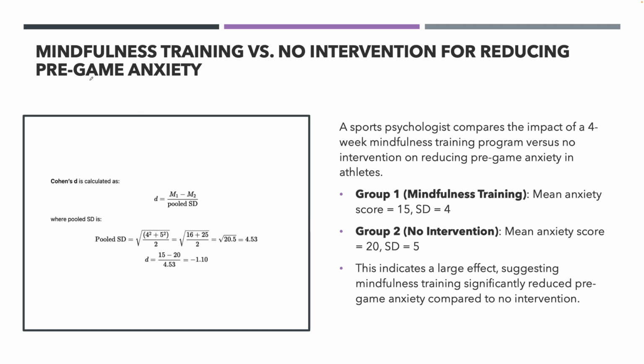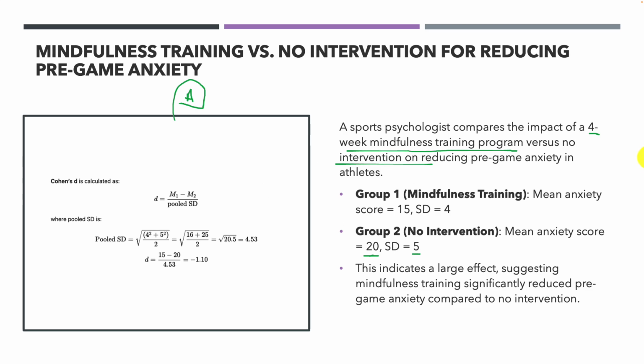So if we're talking about you sports psychologists here, and we're talking about mindfulness training versus no intervention in reducing pregame anxiety. So you're a sports psychologist, and you're comparing the impact of a 4-week mindfulness training program versus no intervention. And we're trying to reduce pregame anxiety in athletes. So let's say group 1, here we go, I'll say group A. This is the individuals that receive mindfulness training, and let's say they get a mean score of 15, and a standard deviation of 4. Group 2, there's no intervention, and their mean anxiety score is much higher, and their standard deviation is greater.